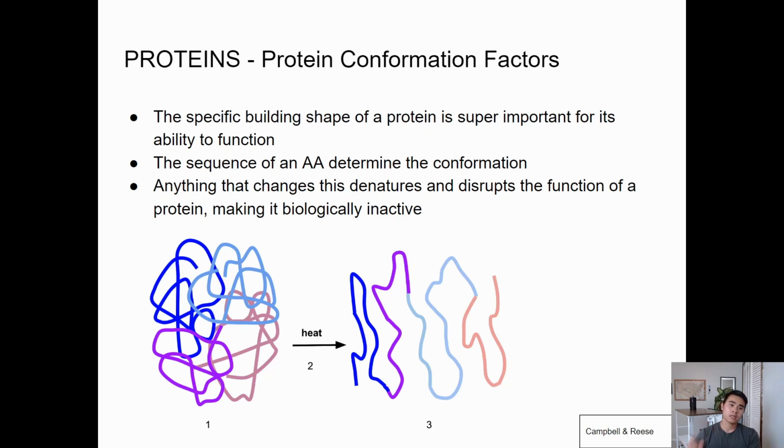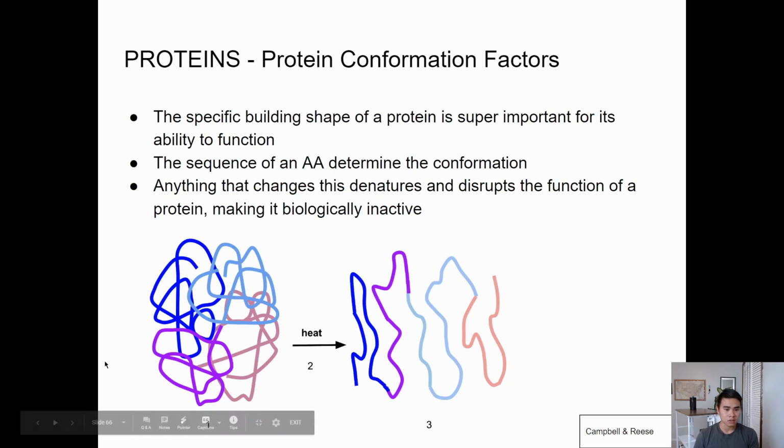So basically, the specific shape of the protein is really important for its ability to function. The sequence of the amino acids determines how it interacts, because each amino acid has different properties, and the sequence of that is going to change how it folds. Anything that denatures a protein makes it biologically inactive, with an inability to function.